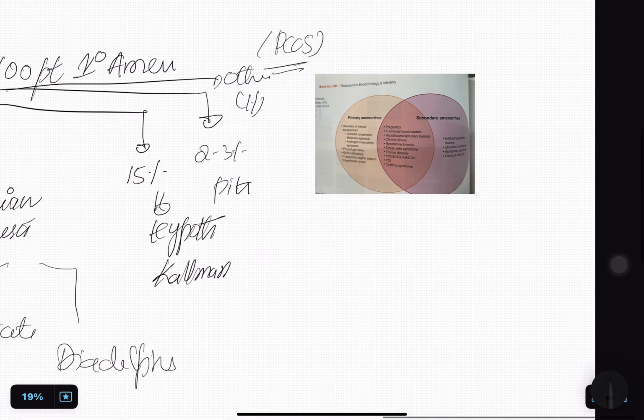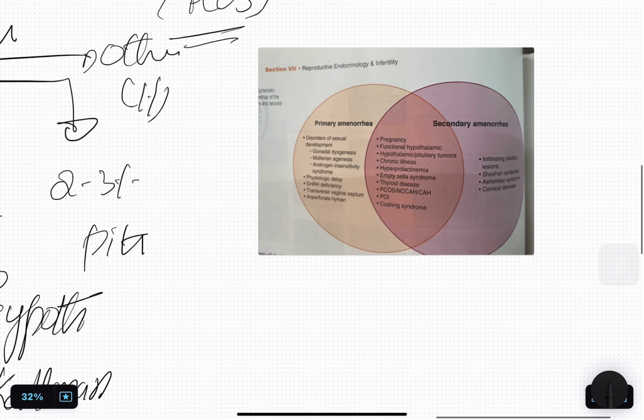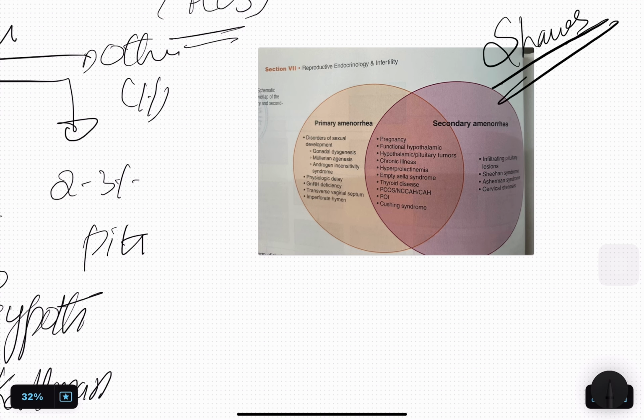See this photo I would like to show you here, friends, because this is from Shaw's. I hope you know Shaw's is one of the standard textbooks. They're saying primary amenorrhea can be physiological, sometimes. So basically, you should know how to classify it. These conditions overlap each other.